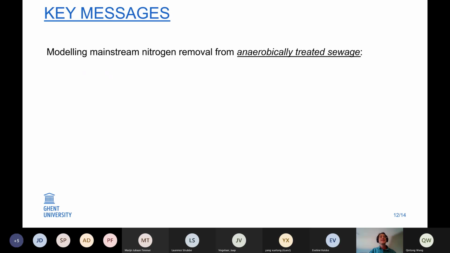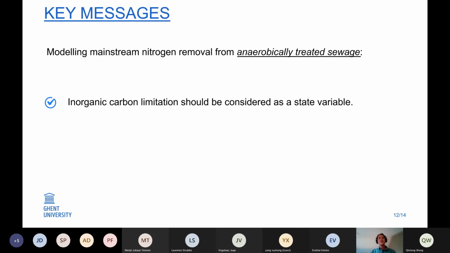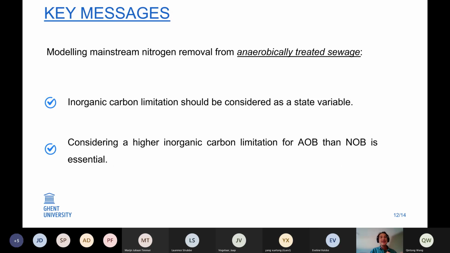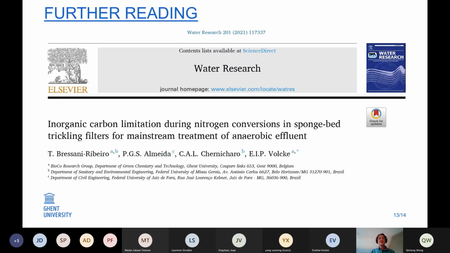What we need to bear in mind is that when modeling mainstream nitrogen removal from anaerobically treated sewage, inorganic carbon limitation should be considered as a state variable, and a higher inorganic carbon limitation should be taken into account for AOB compared to NOB. I invite you to further check out this story in our recently published paper.